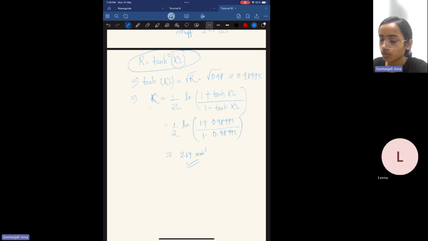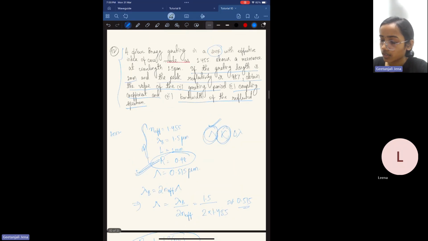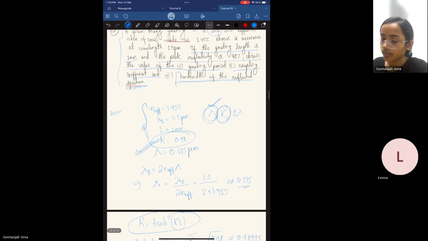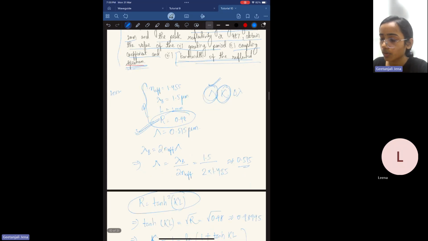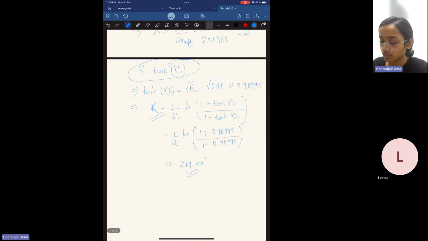Okay, so you know how to calculate kappa now. So let us see what will be the bandwidth. Let me give you the bandwidth expression, the bandwidth of the reflected spectrum. This I have already covered in the previous live session.